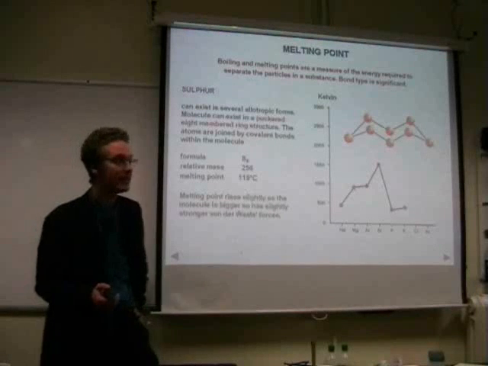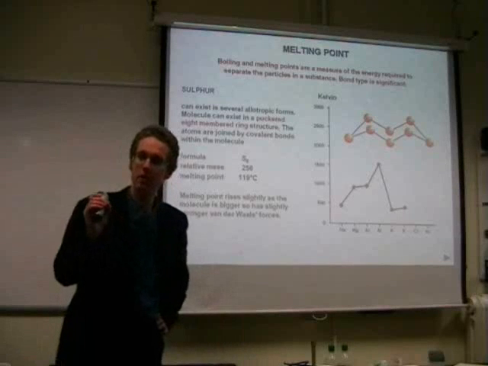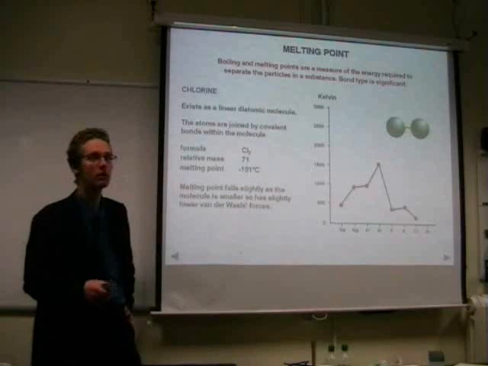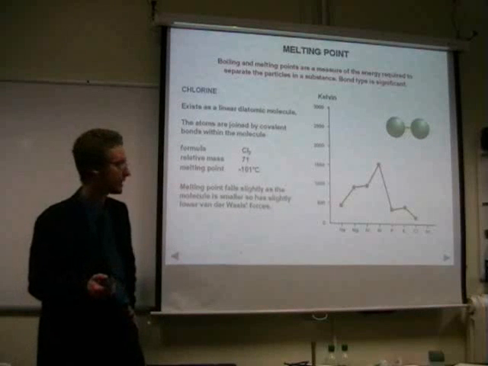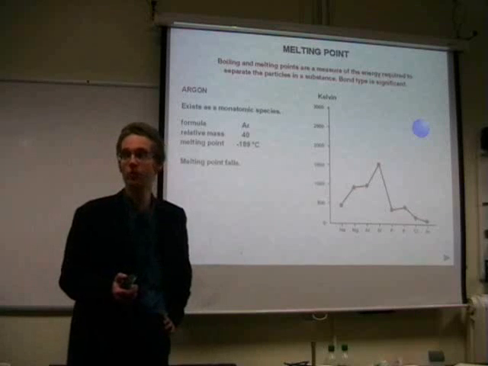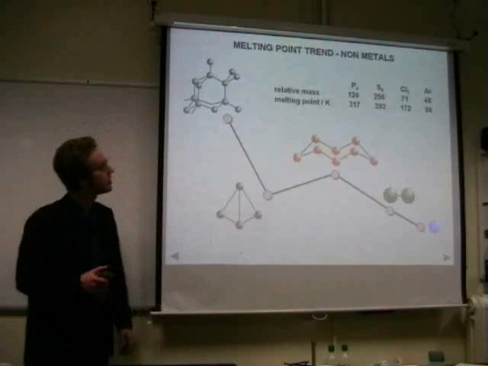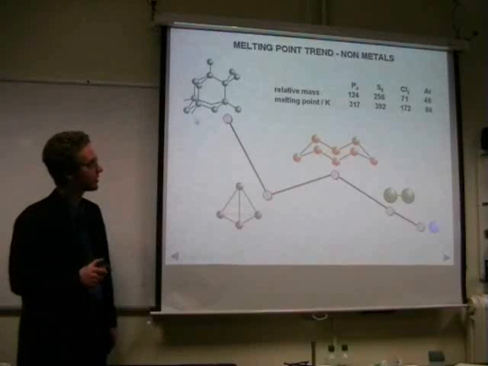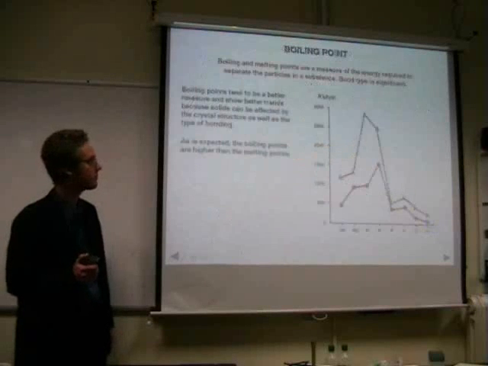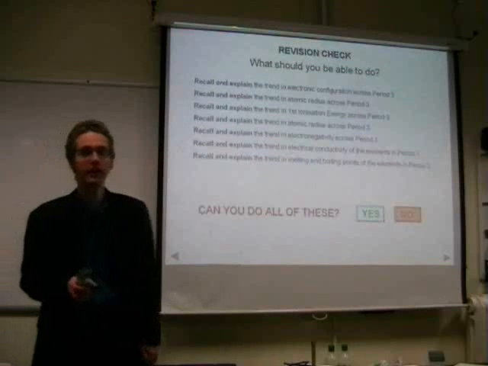After that, S8, so it's going to go up a bit because S8 is a bigger molecule than P4 and therefore has more electrons. After that, down to Cl2, smaller, okay, so less electrons. And finally, Ar, smaller still, less electrons, weaker van der Waals forces. Okay? You should know that it's a giant covalent structure, that it's P4, S8 and Cl2. Boiling points we're not going to worry about, and that is periodicity.